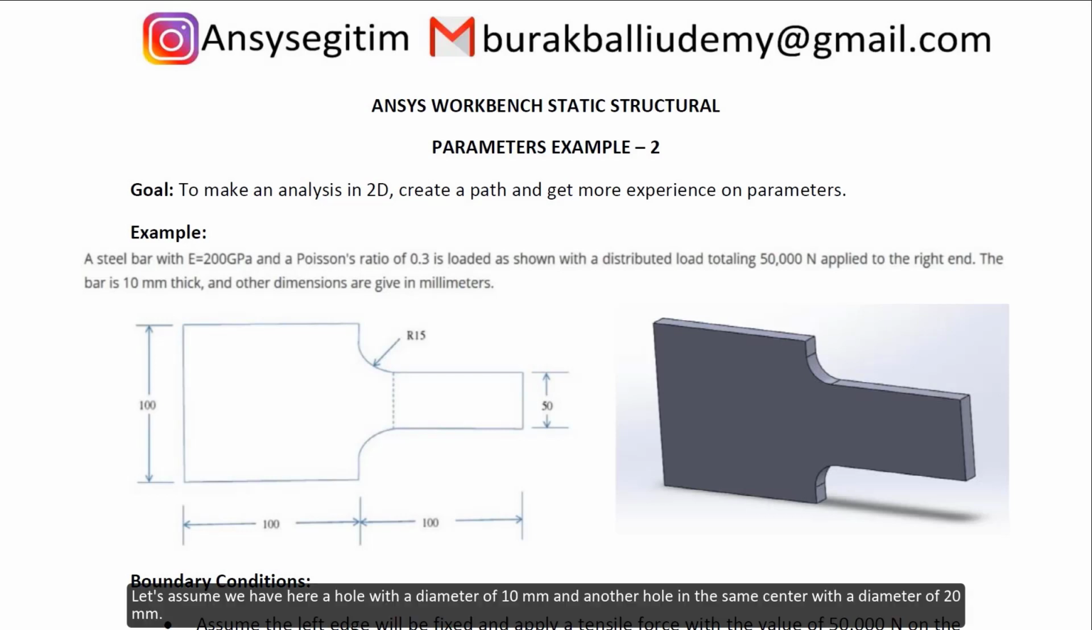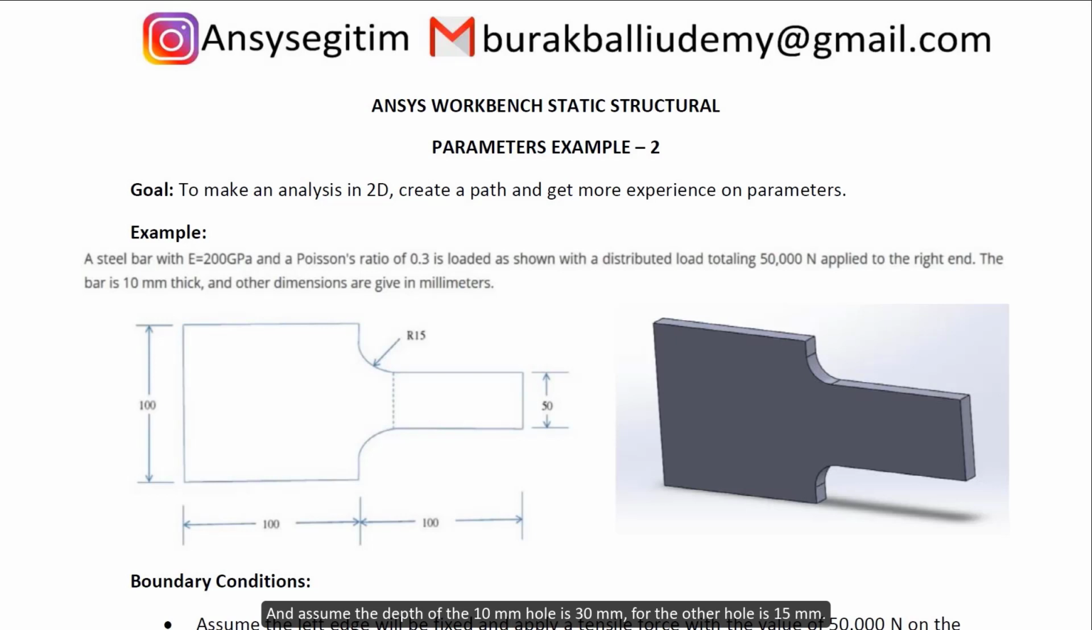Let's assume we have here a hole with a diameter of 10 millimeter and another hole in the same center with a diameter of 20 millimeter. And assume the depth of the 10 millimeter hole is 30 millimeter and for the other hole is 15 millimeter. So we don't have the same surfaces along the depth of the sample anymore, right? I mean, there are differences between the surfaces. We should prefer 3D for this kind of bodies. For the simple geometry that we have, we can prefer 2D.